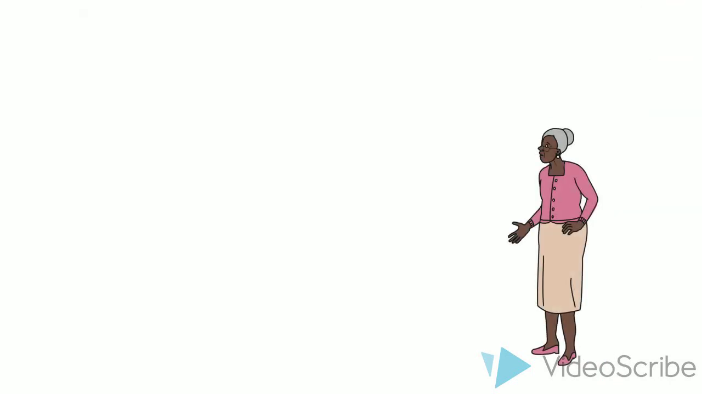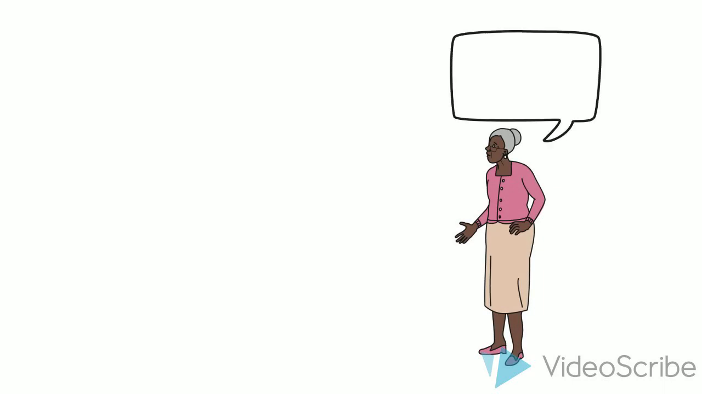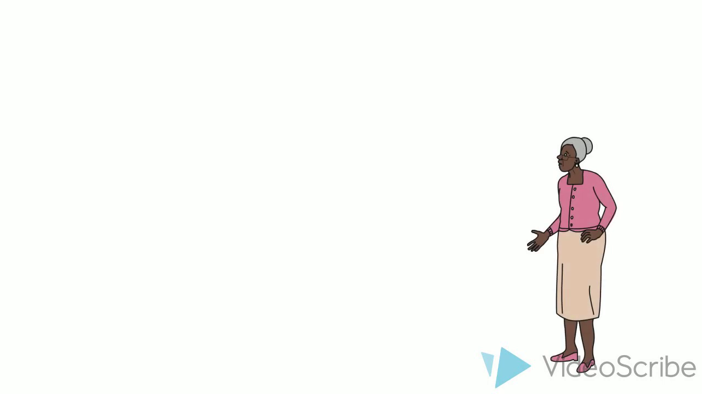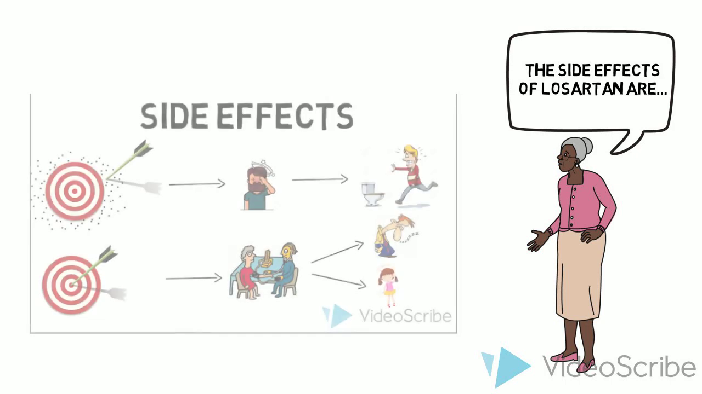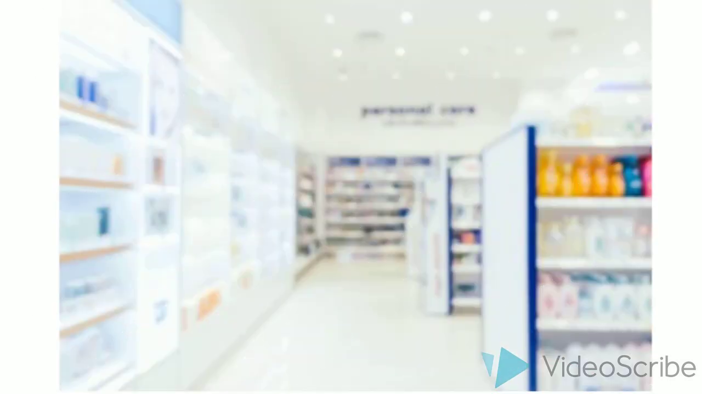Losartan is first converted to its active metabolite in the body, which attaches to the AT1 receptor on the allosteric site, and losartan itself competitively inhibits the binding of AT2. It uses several types of binding interactions, including hydrogen bonding and van der Waals, in order to bind to the receptor. And finally, the off-target side effect of losartan is vertigo, while its on-target side effects are symptoms of hypotension.